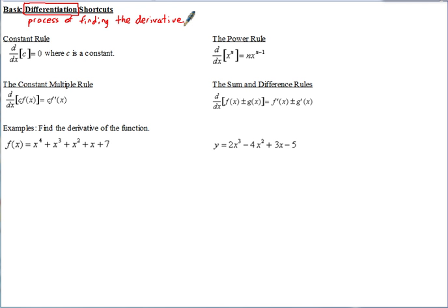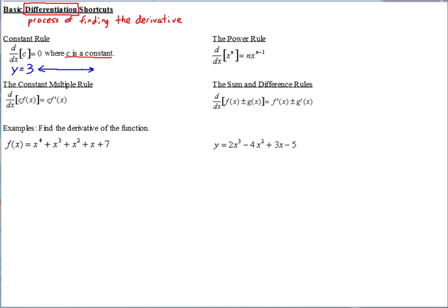So the first shortcut we're going to look at is the constant rule. If C is a constant, not changing, like 5, the derivative of any constant by itself is 0. If you think about that, when you have a function like y equals 3, that's just a horizontal line, right? Remember, the derivative gives you the slope, so the slope of any horizontal line is just 0. That's how that one works.